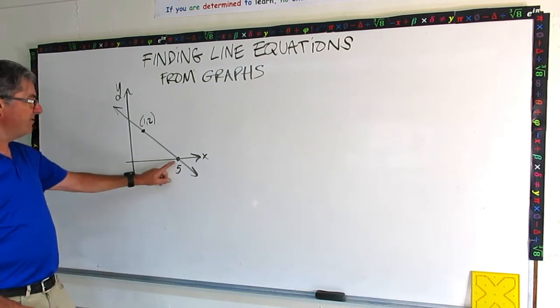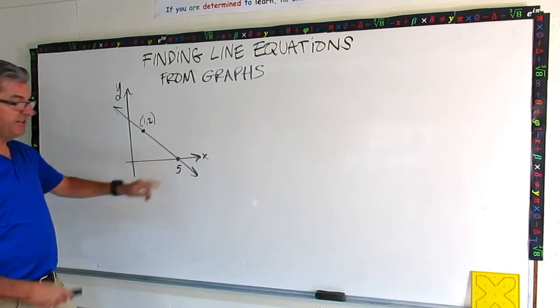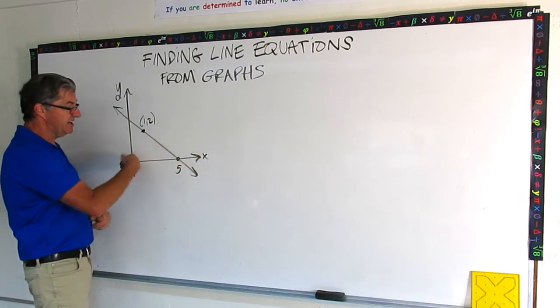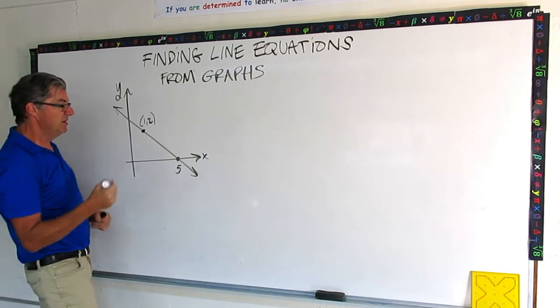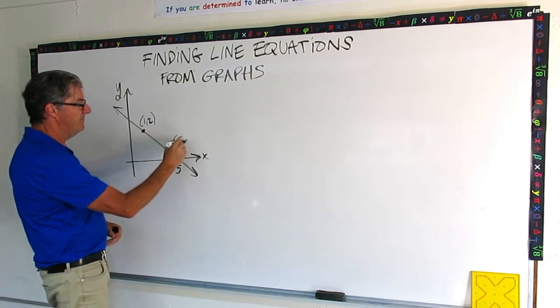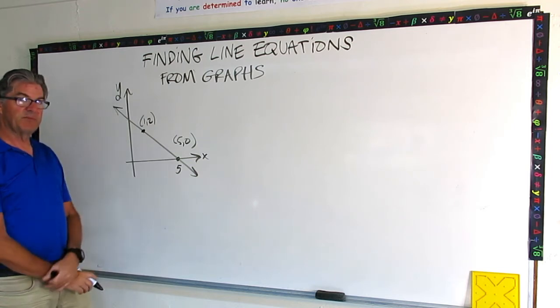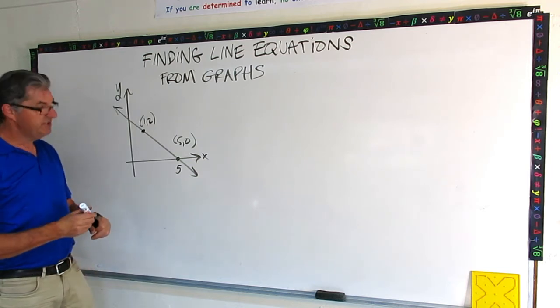Okay, if you got hung up, remember this is the x-intercept, so it's crossing the x-axis at 5. When it crosses the x-axis, the y value is 0, so this is the point 5, 0. So if that stopped you, go ahead, pause the video again, and work this problem. Okay, let's take a look.